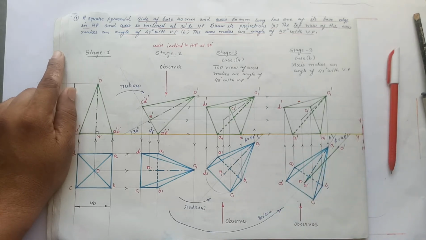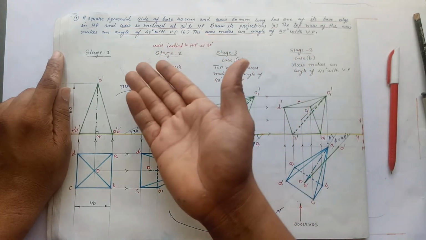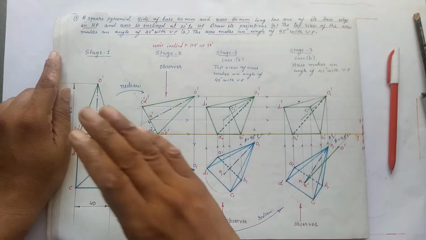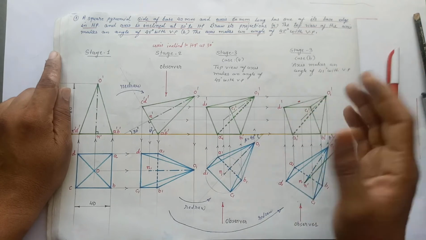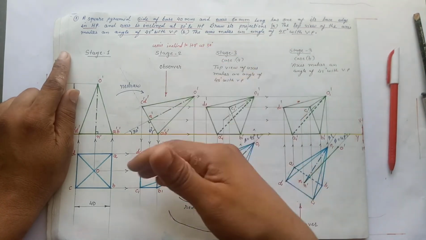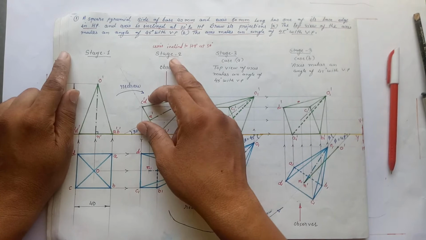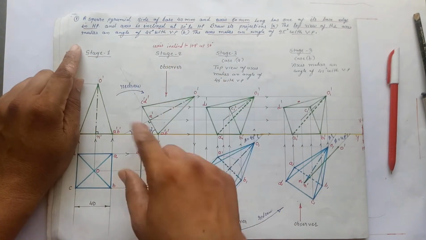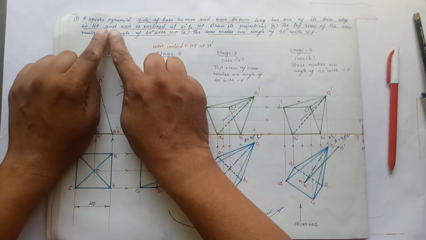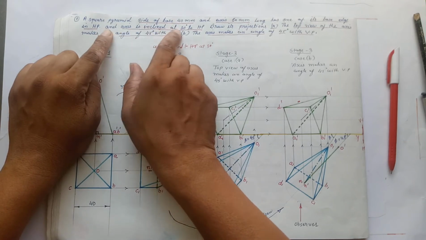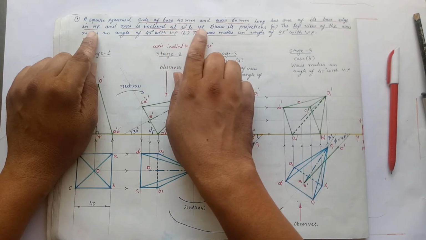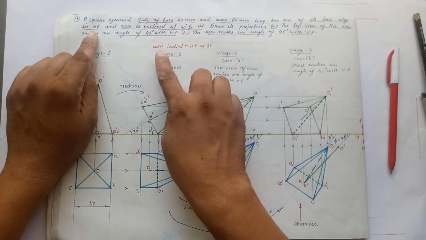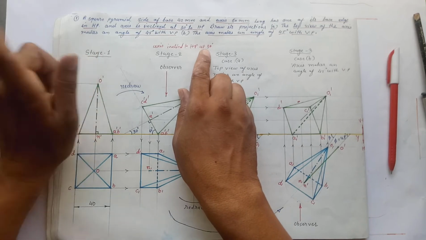It is simple to derive. If the solid is resting on HP, in the second stage we have to show the condition with the horizontal plane, and in the last stage we will show the condition with the vertical plane. So right now, to derive the second stage, we have to show the inclination of the pyramid with the horizontal plane, and here it is given that the axis is inclined at 30 degrees to HP. So in the second stage we have to show the inclination of the axis, that is 30 degrees, to the horizontal plane.